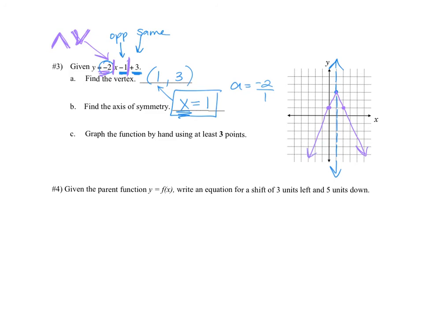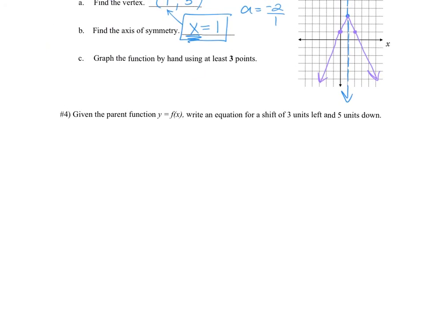Okay. All right, last thing. It says, given the parent function y equals f of x, write an equation for a shift of 3 units left, 5 units down. Okay, so it's going to be y equals a function of, now what's inside the parentheses is our 3 units left. And remember, it's opposite of what it seems. So to the left is normally minus, so we're making it plus. And then 5 units down would be -5.